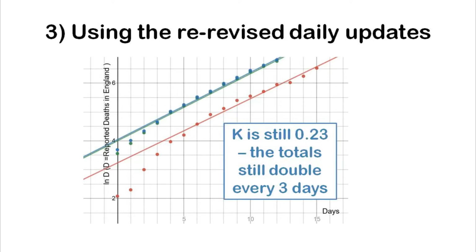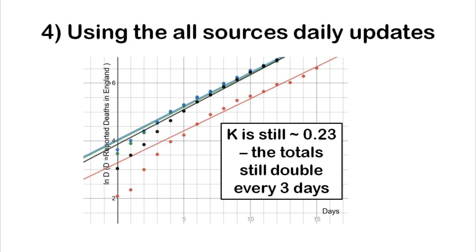The re-revised daily updates are pretty similar, and also the deaths out of hospital, fairly similar, with a very slightly different gradient. But actually, we're going to use the blue data, the re-revised data, as being the most useful and accurate for now.